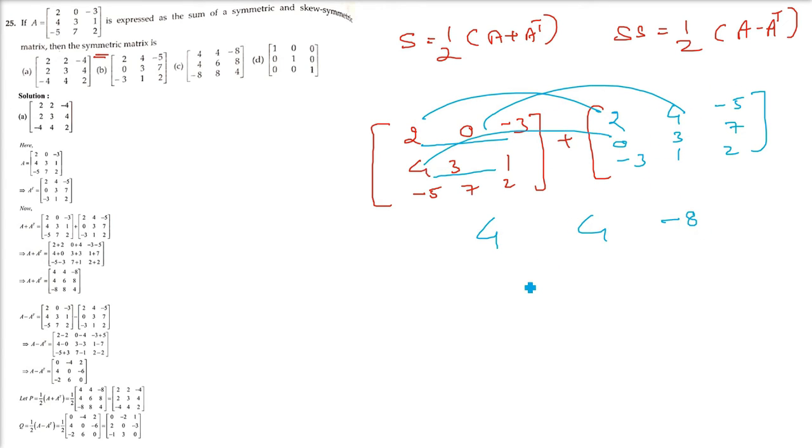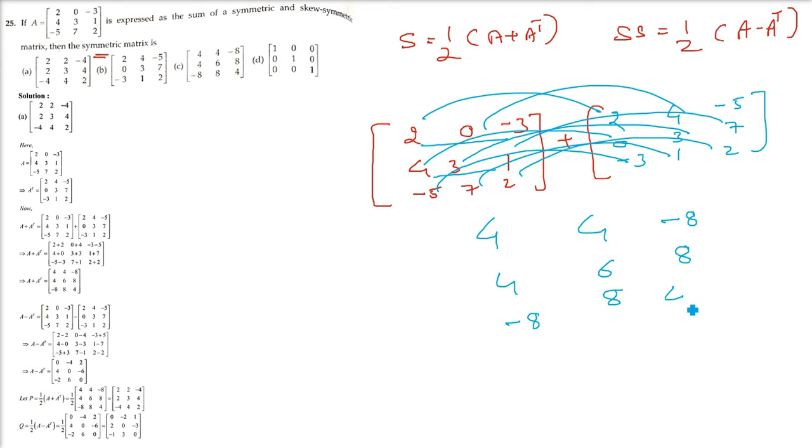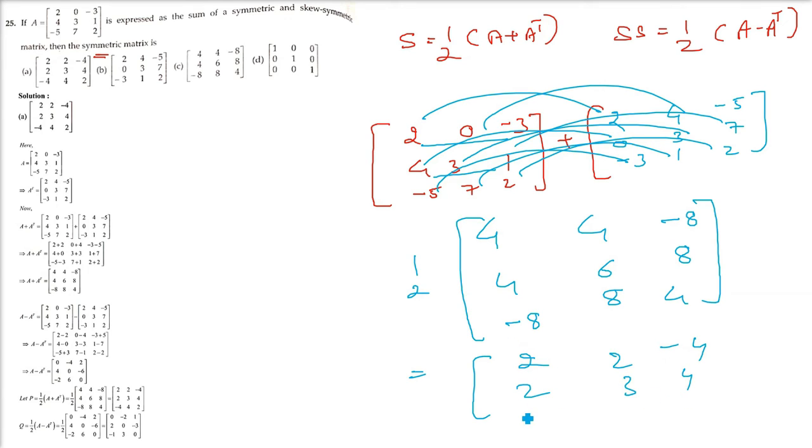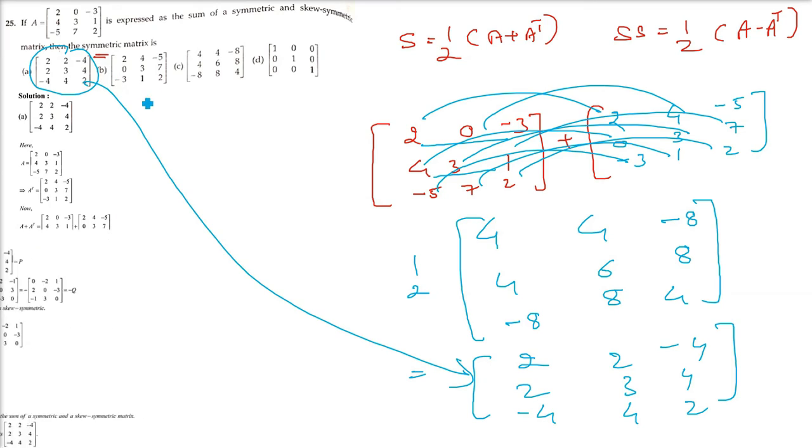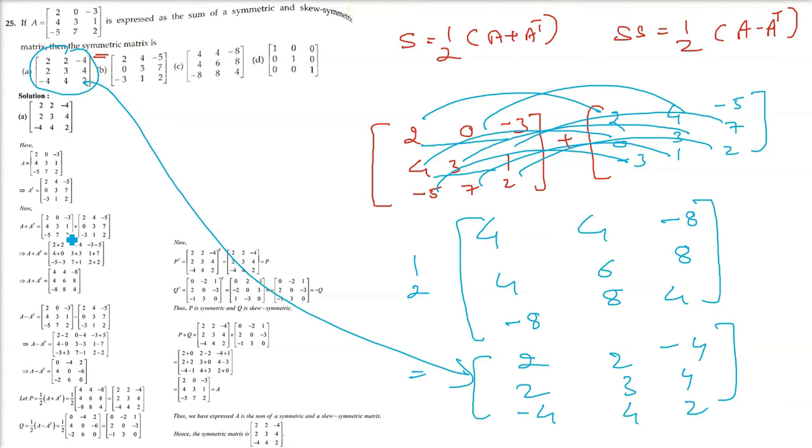So I'm just adding: 4, 0, 3, 3, 6, 7, 1, 8, minus 5 minus 3 is minus 8, 7 plus 1 is 8, and 2 plus 2 is 4. Okay, so we now have to divide it by 2. So divide everything by 2: 2, 2, minus 4, 2, 3, 4, minus 4, 4 and 2. Now you just have to see this answer. This is the answer. Option A is the correct answer. This is the whole process, but you just have to do this: half of A plus A transpose.